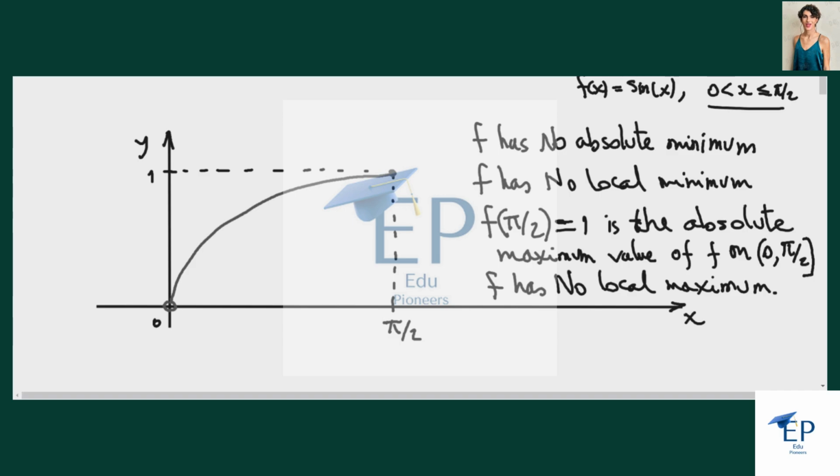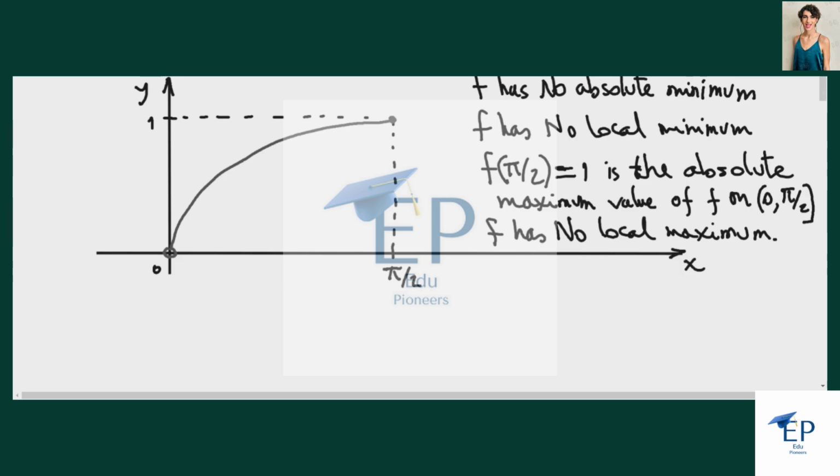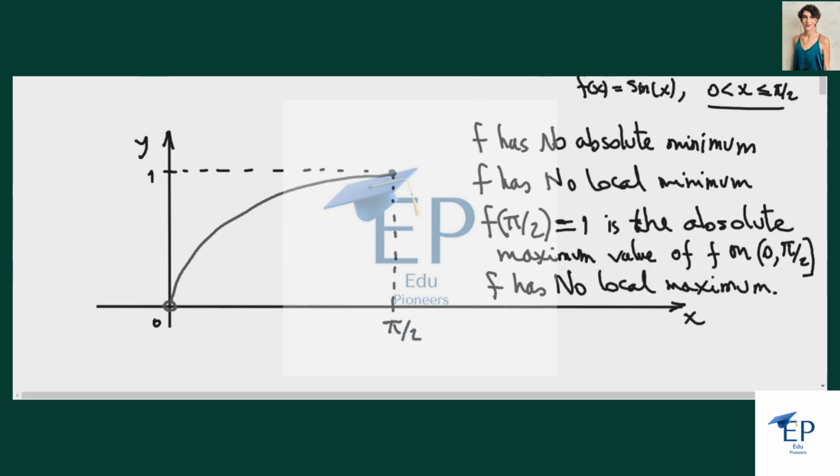So these are the properties of the function given here. It has no absolute minimum nor local minimum. It has no local maximum, but it has an absolute maximum value of 1, which occurs at x equal pi half. And that's the answer.